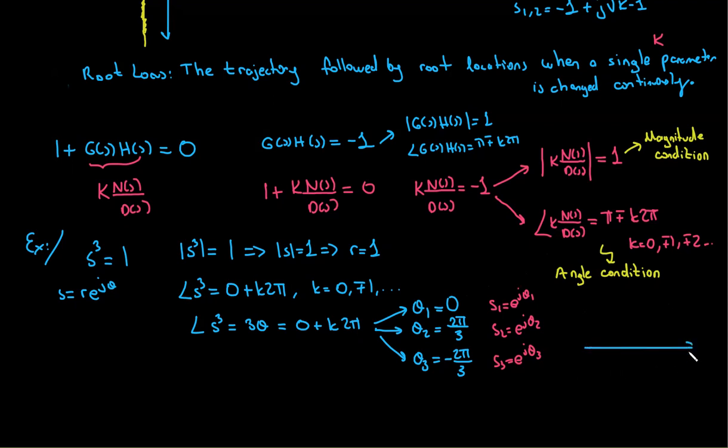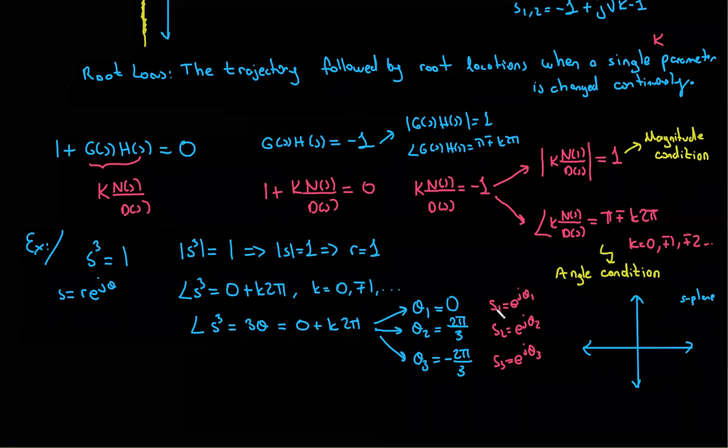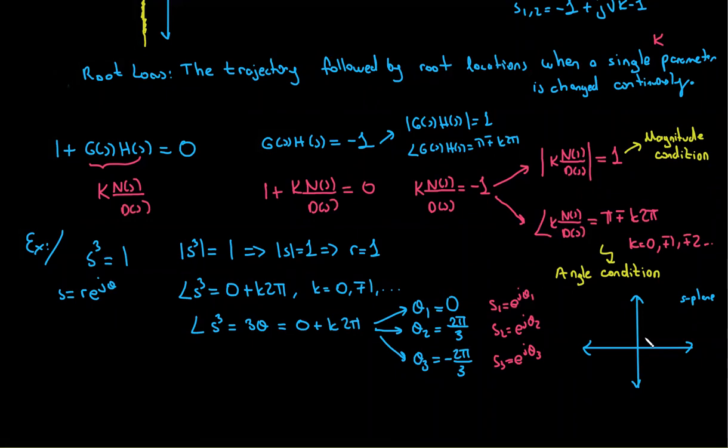So suppose this is the S-plane. This is the real axis, this is the imaginary axis. I would like to plot my first root over here, e to the power j0, which is equal to 1. So here is 1, there's 1 pole. And the other root is e to the power j 2 pi over 3, so it is somewhere over there. And the other one is e to the power minus j 2 pi over 3, so it's somewhere over there.